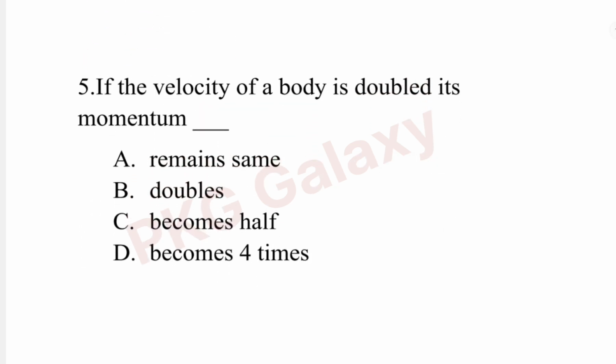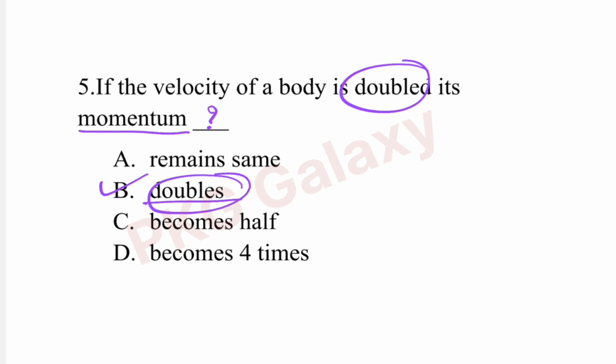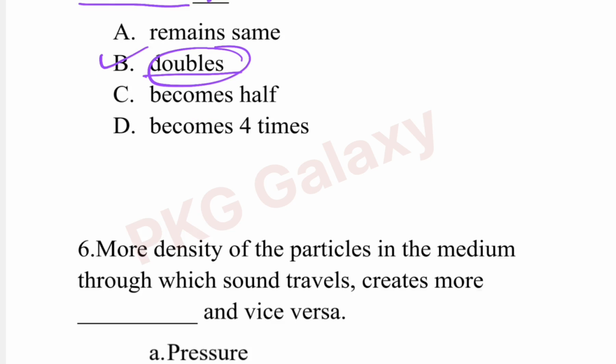Next question. If the velocity of a body is doubled, then its momentum option A remains same, option B doubles, option C becomes half, and option D becomes 4 times. The correct answer is B, it doubles. If the velocity of a body is doubled, its momentum also doubles. Next question.